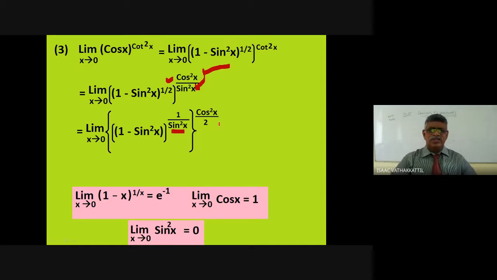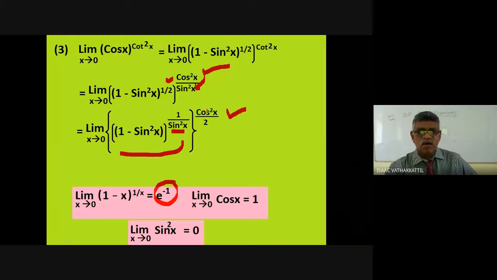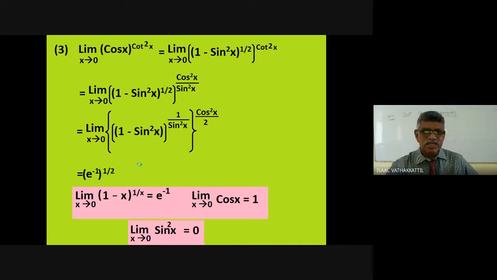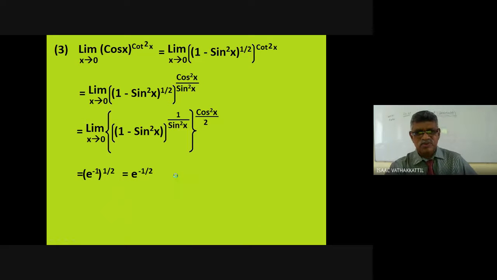No need of substituting sine squared x as another variable. You can say when x tends to 0, sine x also tends to 0. We know sine squared x also tends to 0. So this limit, when the variable tends to 0, will be e raised to minus 1, and this limit when x tends to 0 is 1 by 2, as cos x tends to 1. So finally we have e raised to minus 1 whole raised to 1 by 2, or you can say e raised to minus 1 by 2, or 1 by root e.